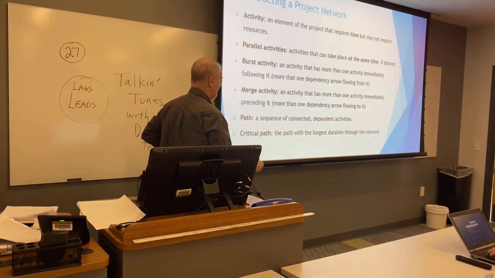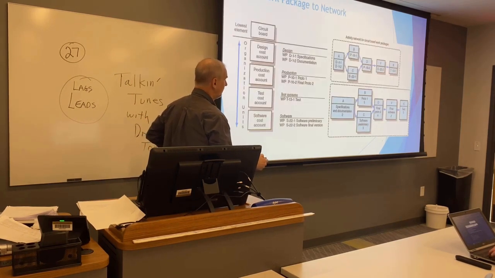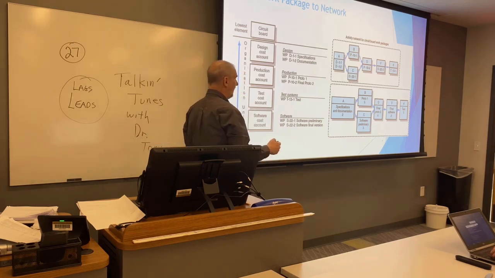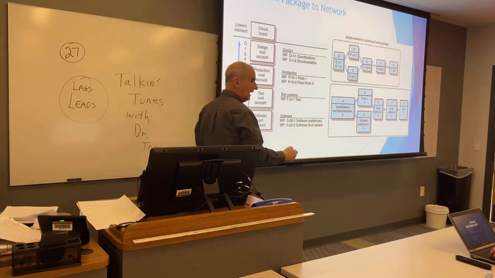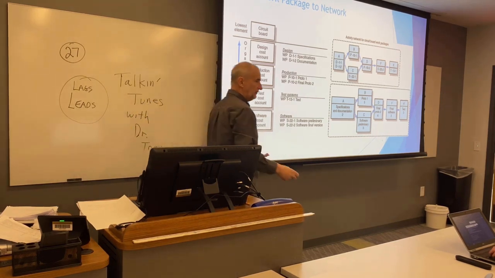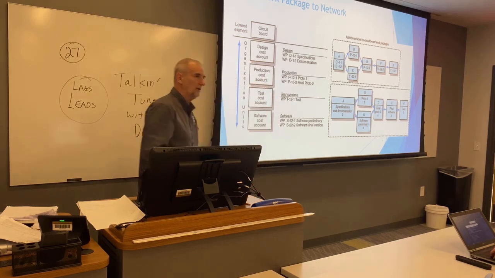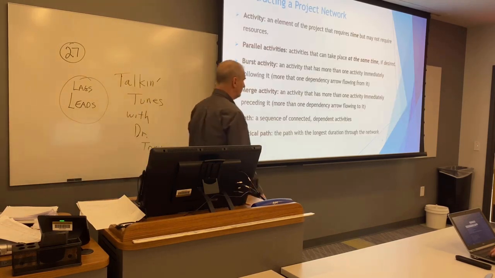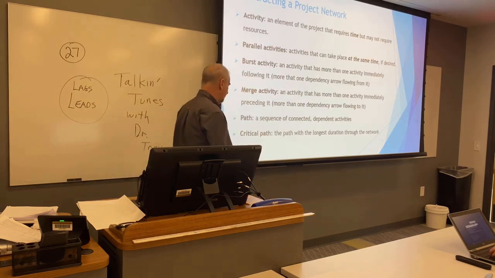A path, sequence of connected dependent activities. So in this one we have 1 path and we have 2 paths, don't we? We have 1 path that's ABDFK, another path is ACDFK. We have 2 paths. You can have many, many, many paths, as you're going to see. Everybody got that? So this terminology should not be that difficult. And the critical path is the one that's going to take the longest.